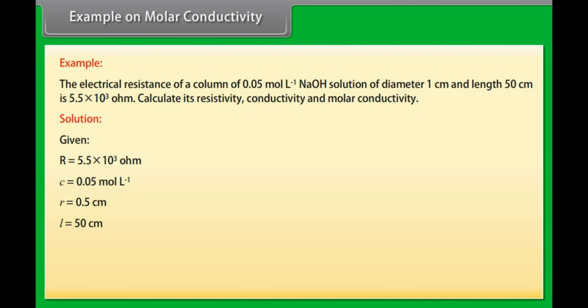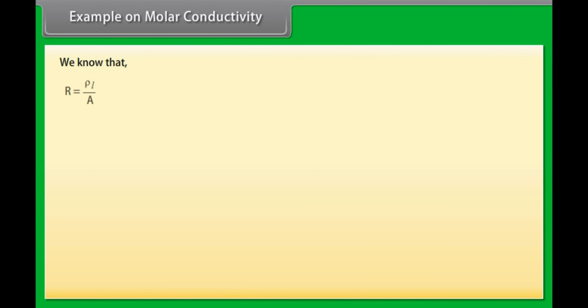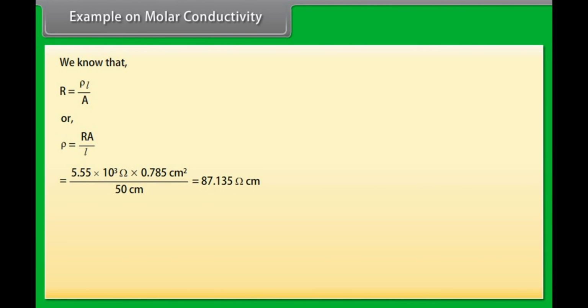We know that area is equal to pi r square. By putting the values, we get area is equal to 0.785 centimeter square. We know that R is equal to rho L upon A. By putting the values, we get resistivity is equal to 87.135 ohm centimeter.